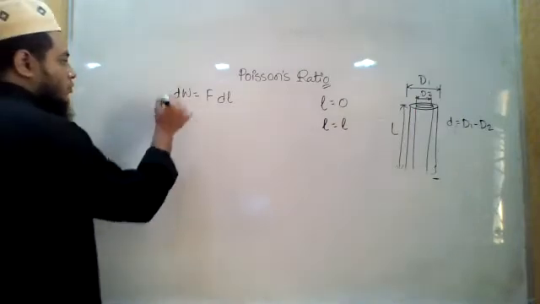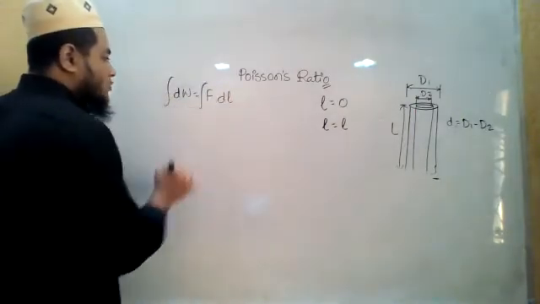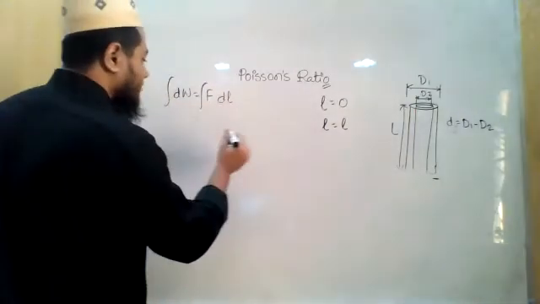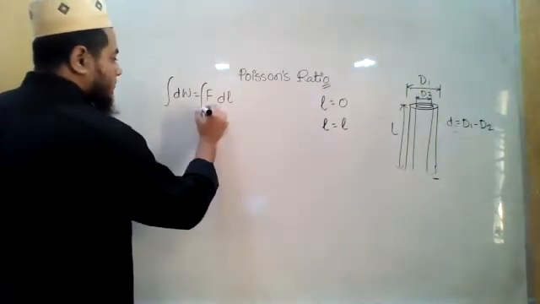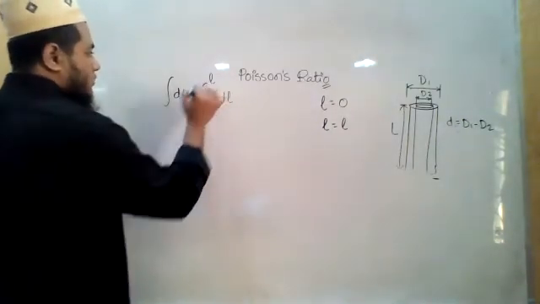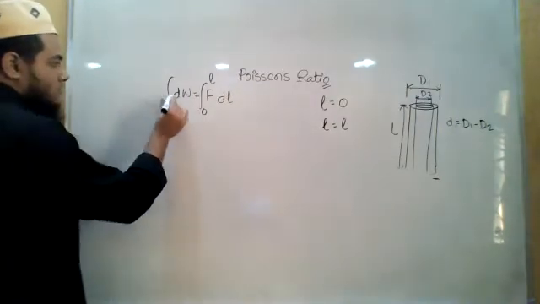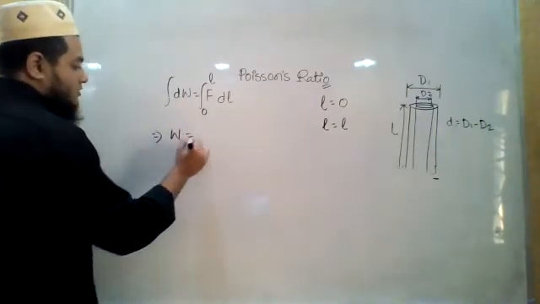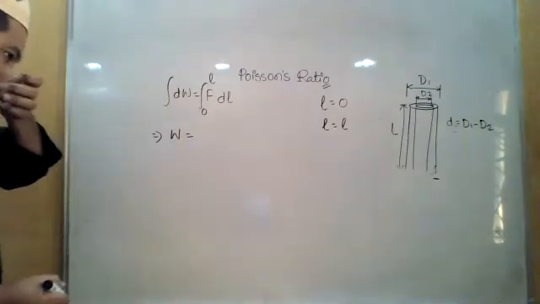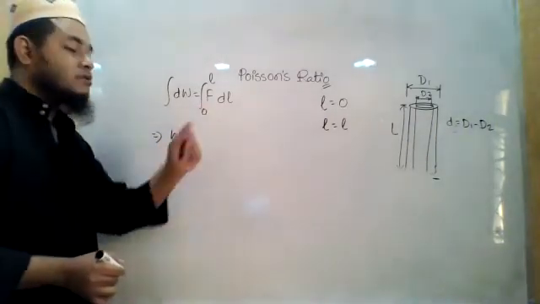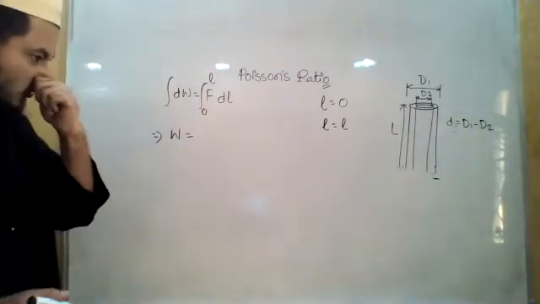Now, if I want to know the total amount of work, I need to integrate it. The integration limit is going to be from L equal to 0 to L equal to L. So the integration and differentiation will balance each other and it will become W. And we can replace the value of F. How can we replace the value of F?